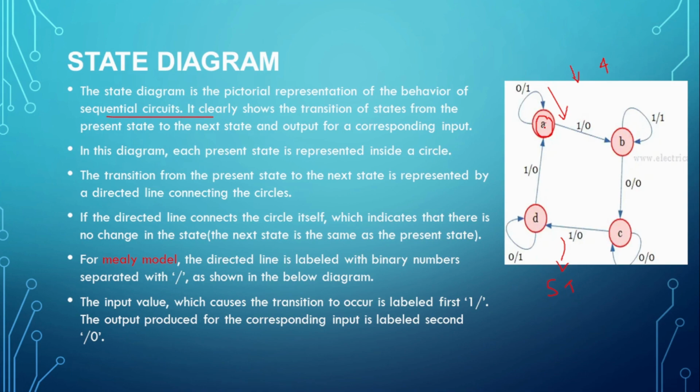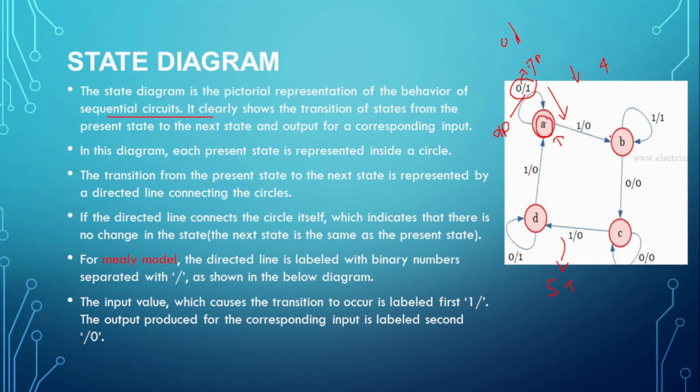See this value, 0 by 1. The numerator value is known as the input value and the denominator value is known as the output value. The present state is written inside the circle.